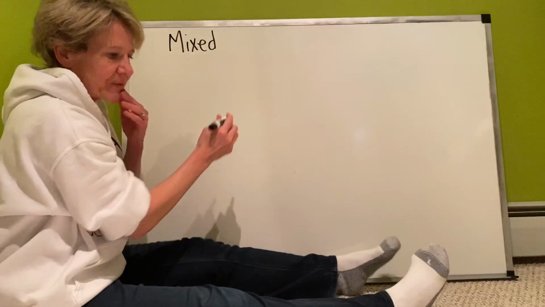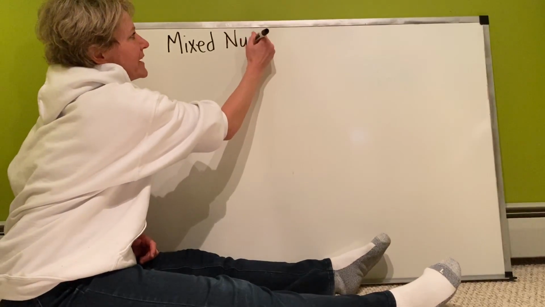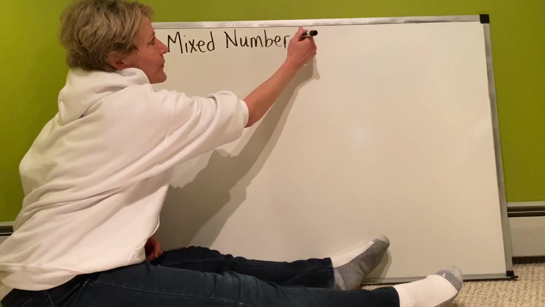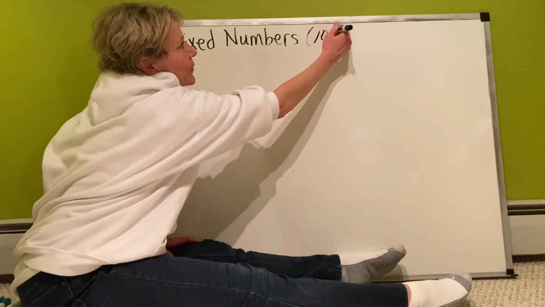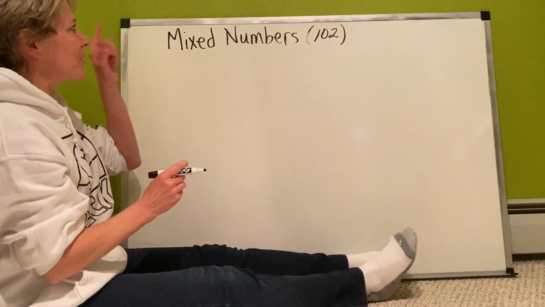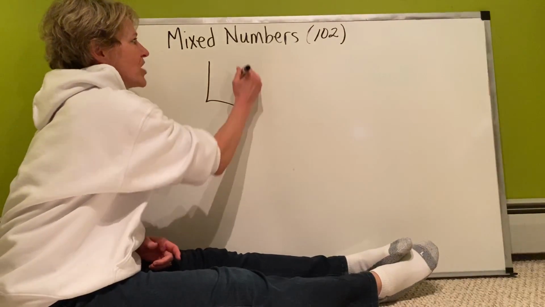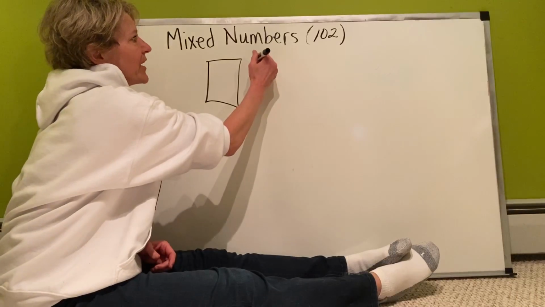I want to talk to you a little bit about mixed numbers. This is the type of fractions that were used on workbook page 102, if you want to open your workbooks. The reason they're called mixed numbers is they have a jumbo whole number and then a fraction.